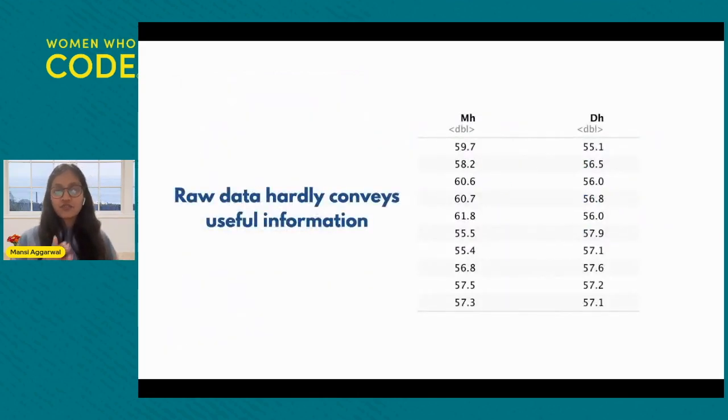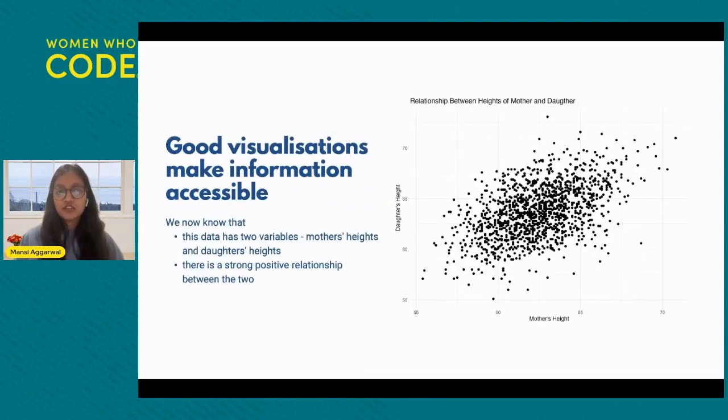So, as I discussed, raw data hardly conveys useful information. So, I can see a table, which is very important. Most of our data exists in tabular format, or we try to bring it to a tabular format so that it's more shareable and accessible. But what is MH and DH in this table? I'm not sure about it. I might have metadata, but what if there are 20 columns or 200 columns? I can't go around carrying my metadata and explaining each and every column like that. So good visualizations make this information accessible.